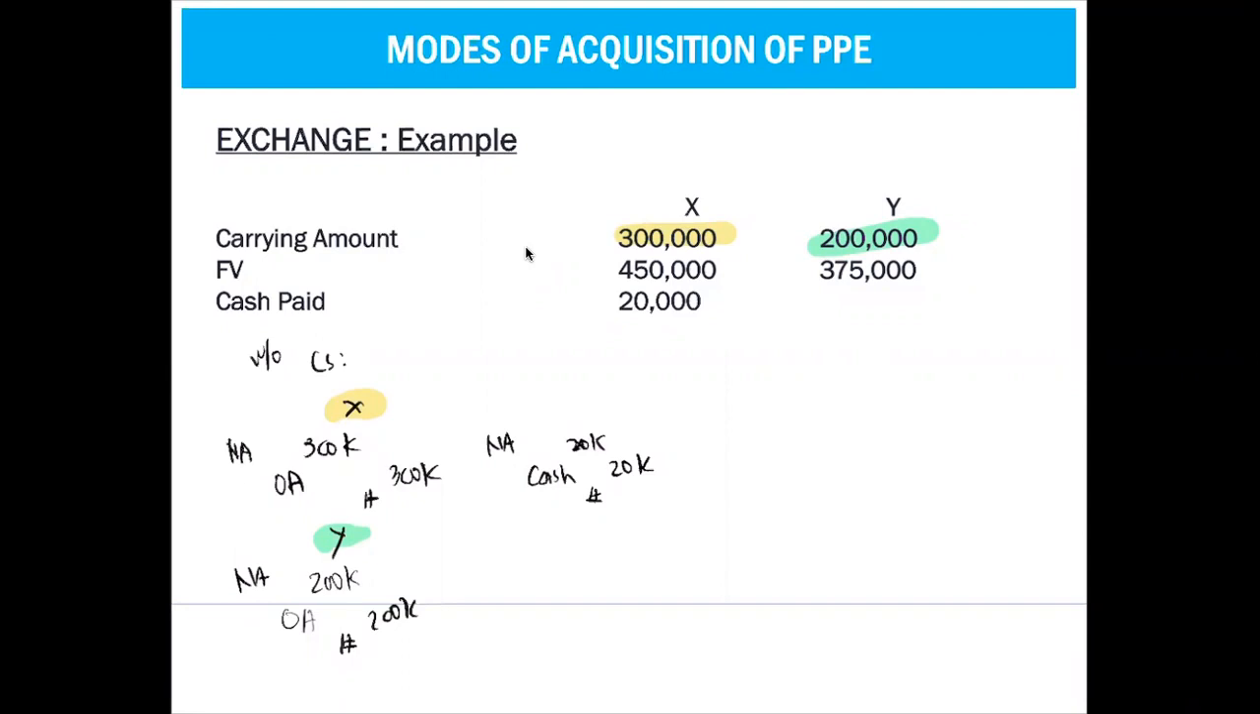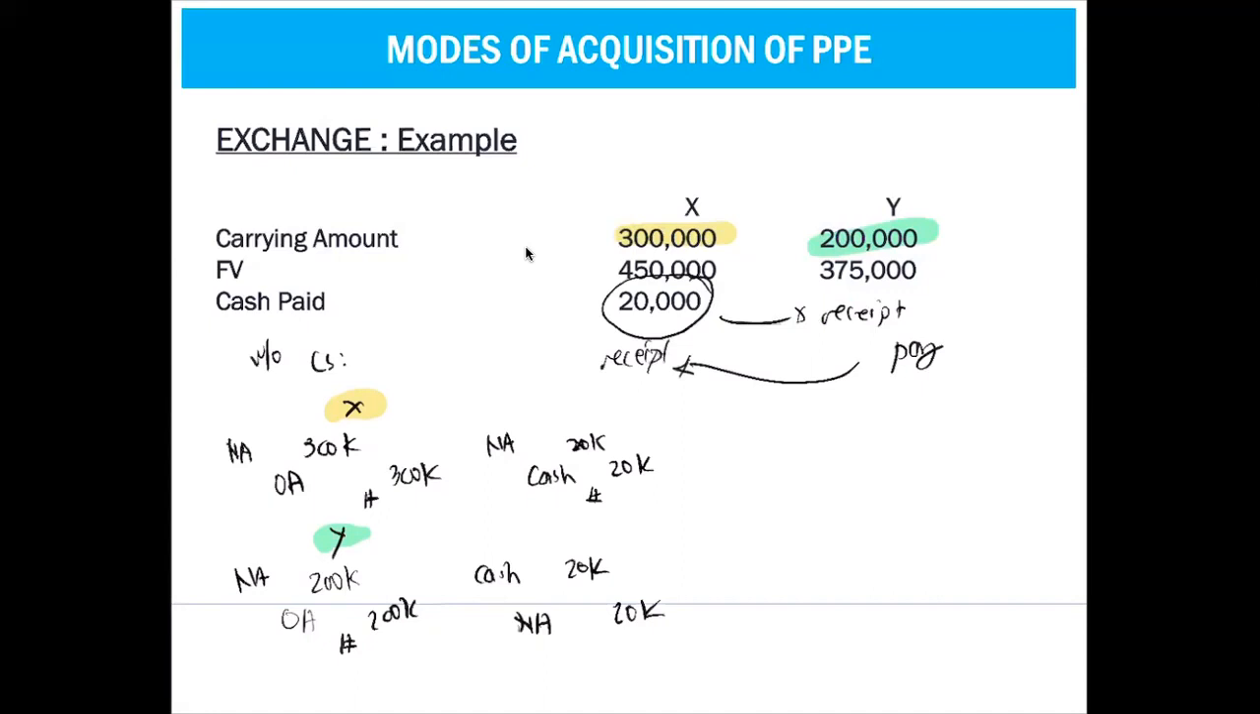And then Y, of course, if X paid, Y received. Tama? Y received. So kung naka-receive si Y, anong entry niya? Debit cash, credit new asset at 20,000. So the payment of X is a receipt to Y. Gets? And the payment of Y is the receipt of X. Ganun lang naman yon. Okay?